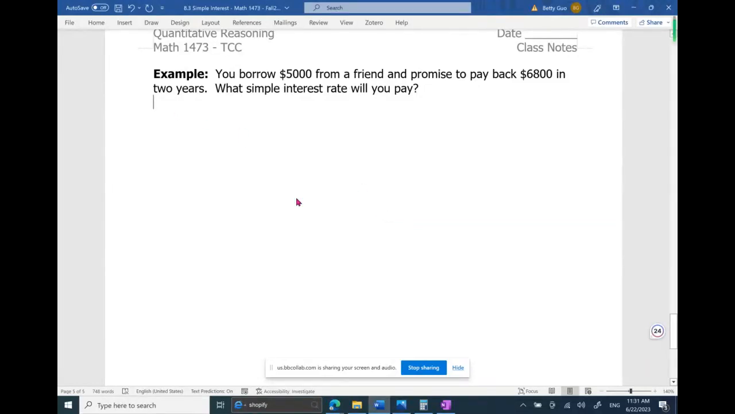Okay, so we have more than one way to handle the problem. It depends on how much you remember. Do you remember all the formulas, or only the most basic formulas? Let's organize the information we have. First, you borrow $5,000. That is the principal.